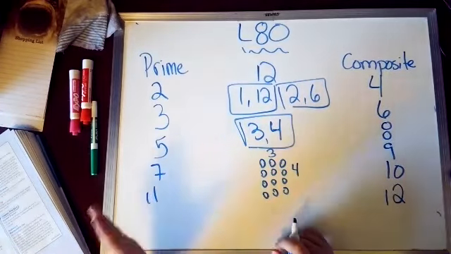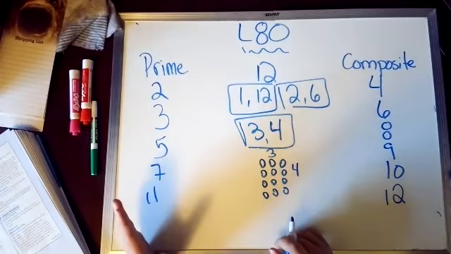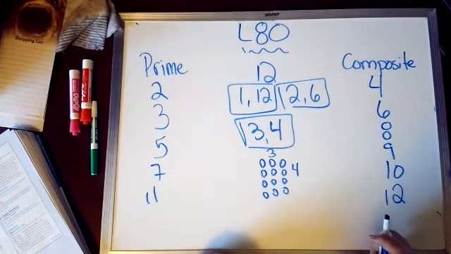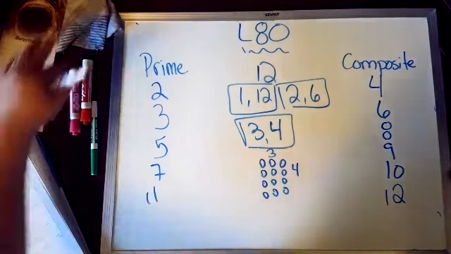And again, a prime number has one factor pair. A composite number has more than one factor pair. That is lesson 80.